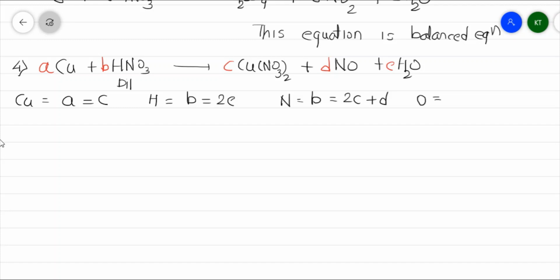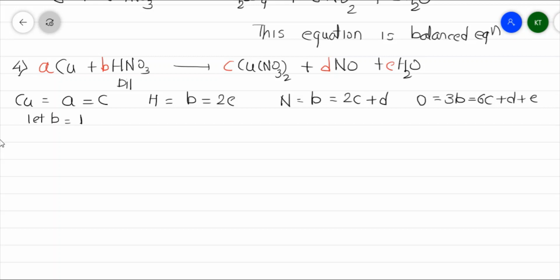So 3 into B, so I have 3B is equal to 3 into 2, that is 6C. So I'll be having here 6C plus D into 1, so I'll write D here, plus E. Okay, now let us once again assume B is equal to 1.